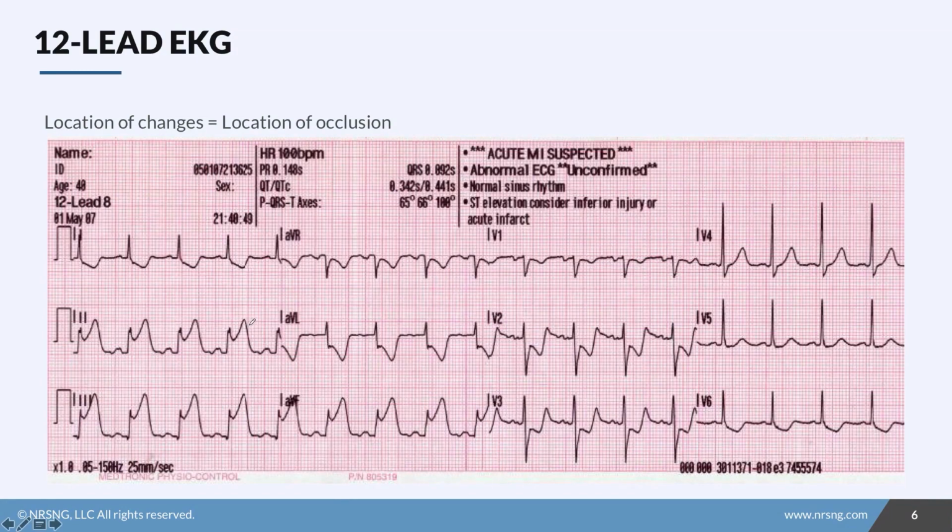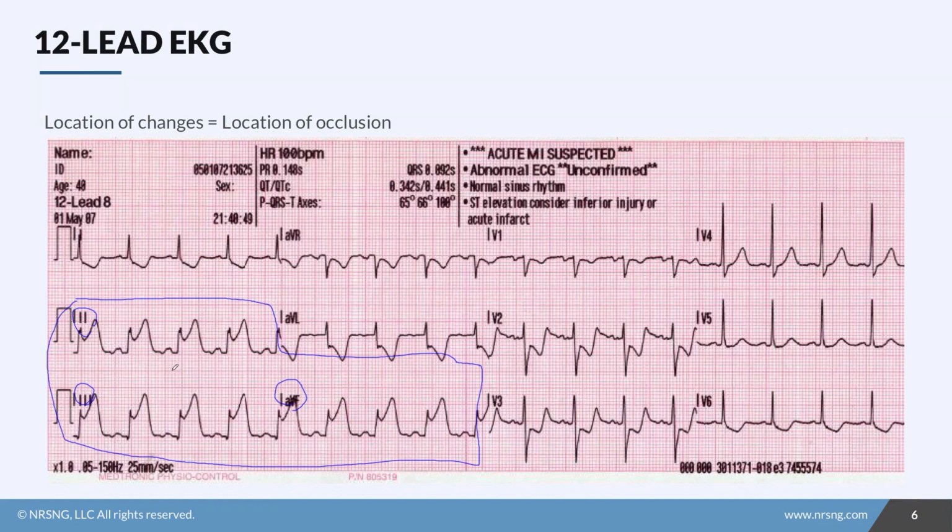Now, when you have a STEMI or an ST elevation MI, it's going to look something like this. You'll notice you have ST elevation in leads II, III, and aVF. Those are your inferior leads, remember? Our little boot. So this is showing us that we have an inferior MI.